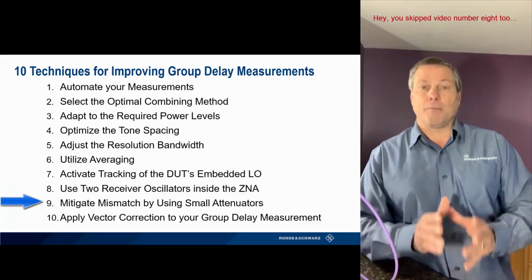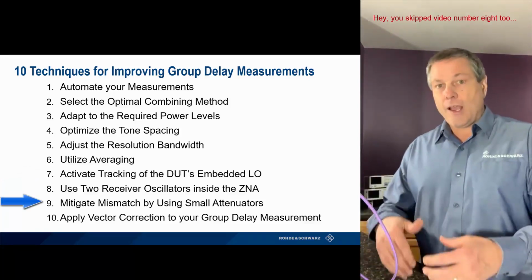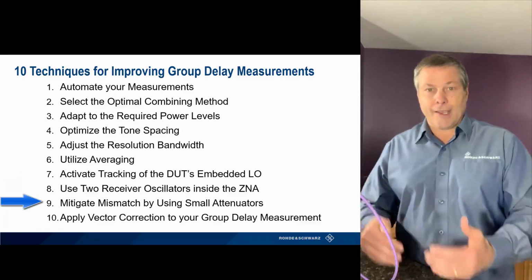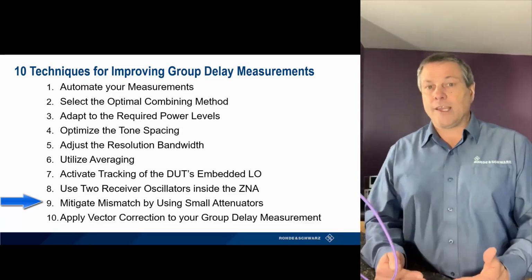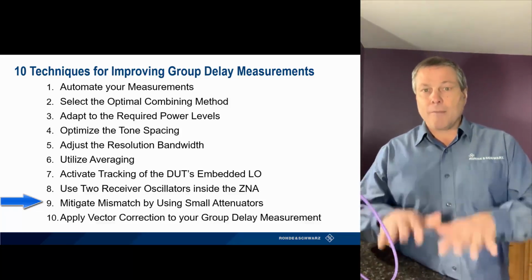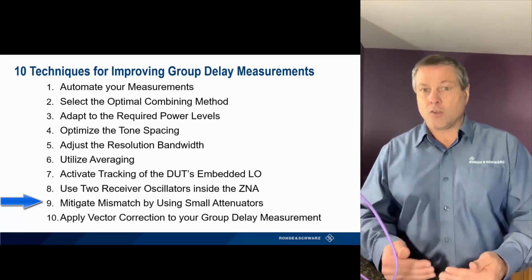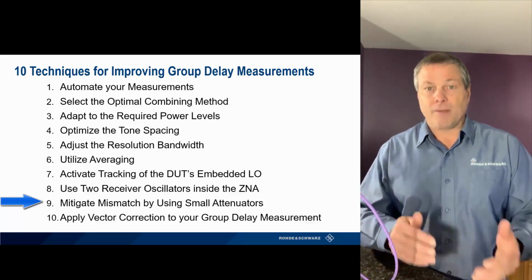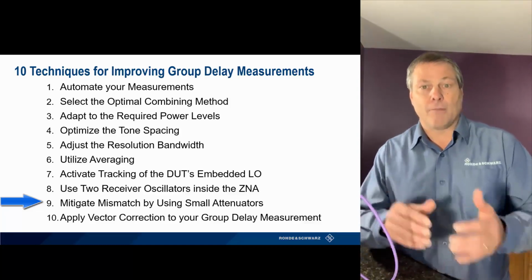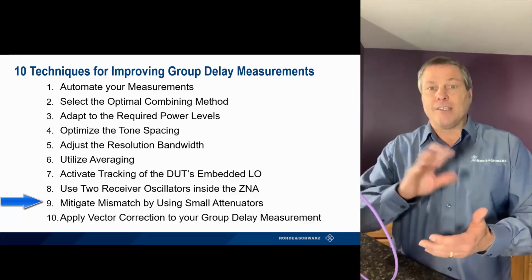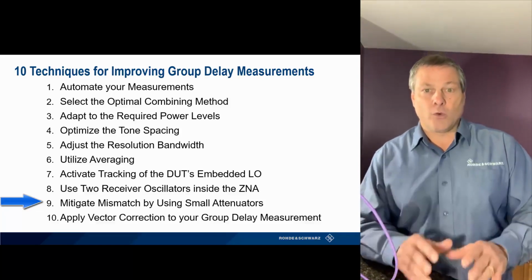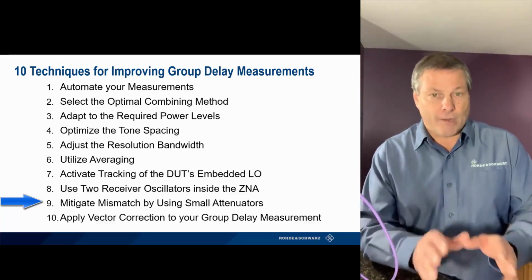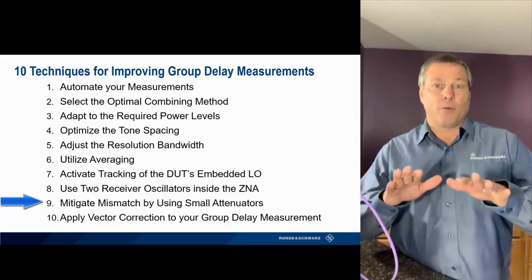Video number 9, we talked about this mismatch that occurs. Up to now, the calibration technique on the ZNA had always been a normalization technique, and we use attenuators at the ends of the cables to minimize the effect of mismatch during this normalization calibration. In particular, when we switch from calibrating to measuring the device under test, and we get a different reflection coefficient, that messes up our measurement if we don't use attenuators. So video number 9, we talk about how attenuators can help reduce the mismatch.